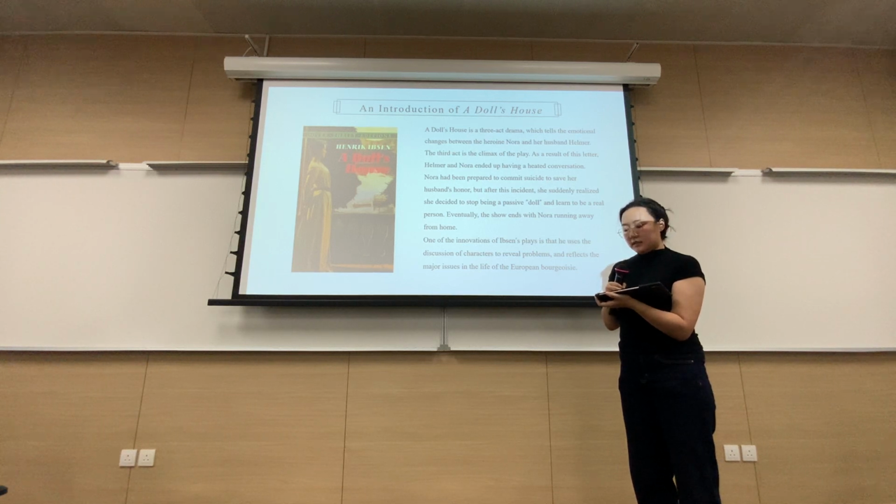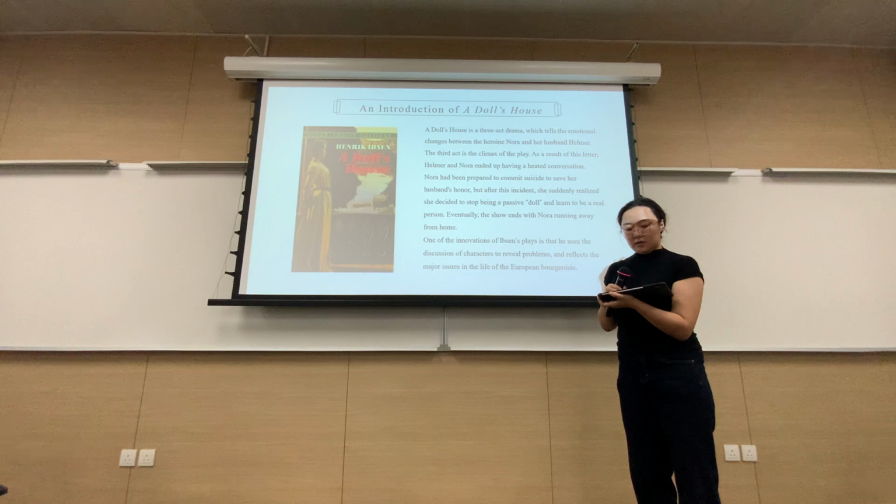The third act is the climax of the play. As a result of this letter, Helmer and Nora end up having a heated conversation. Helmer knows that Nora forged her father's name. His ugliness and selfishness explode. He did not behave as he said he would in everyday life.